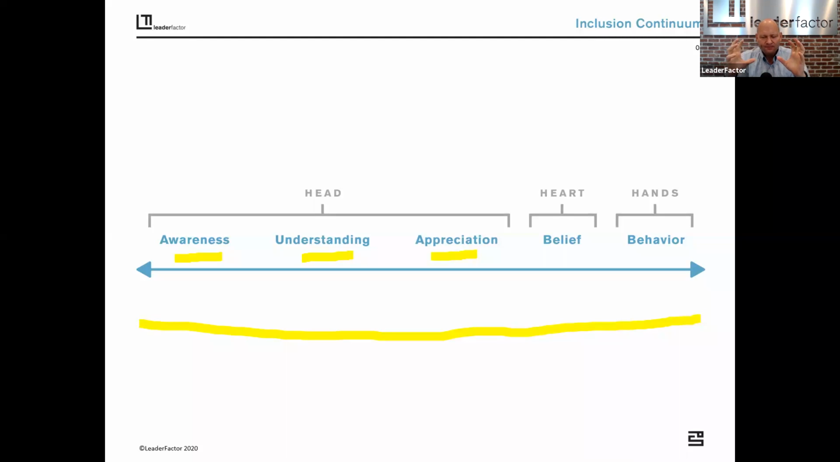And then we hope and pray in most instances that we can cross what we call the threshold of conviction and move to belief and behavior. So on the other side of this threshold of conviction is belief and behavior. This is the traditional approach. So how's this working for us? Is it wrong? It's not wrong.